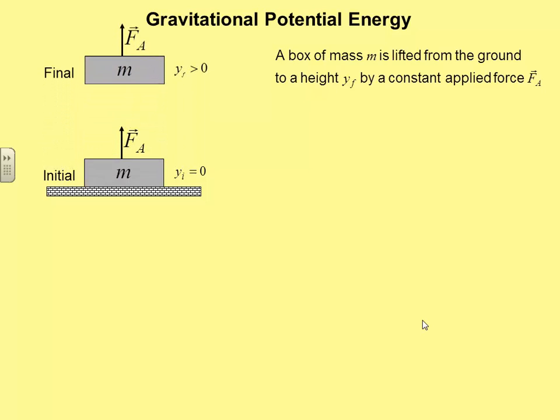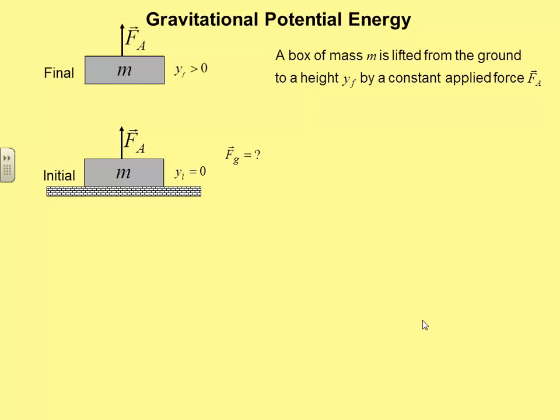So consider here a box of mass m lifted from the ground to a height y_f by a constant applied force F_a. And watch this again. So there it is. And it's just being lifted up to another height. Now by lifting it, we are of course storing gravitational potential energy in the box-Earth system. Now that gravitational potential energy is being stored because of the force of gravity.